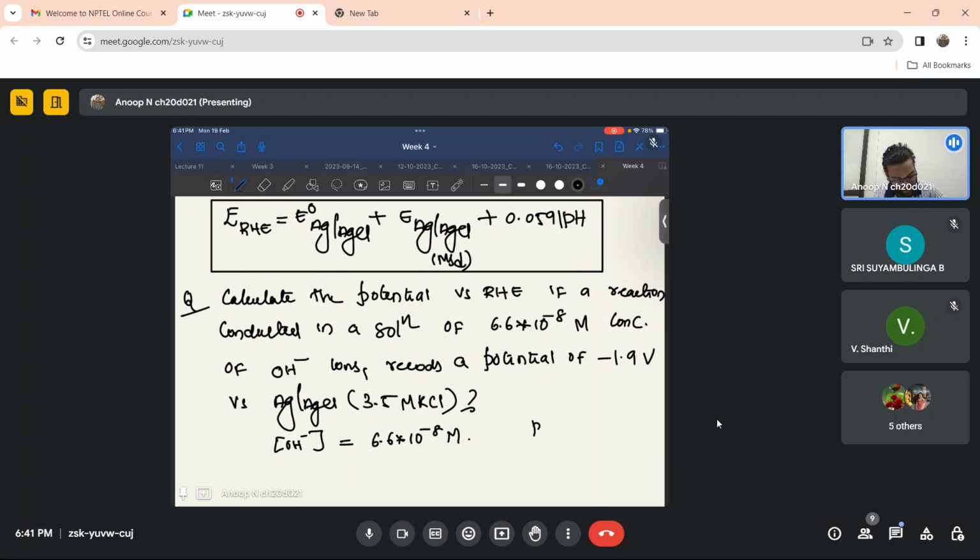So what is pH? pH is equal to minus log of H plus concentration, right? Similarly, pOH is equal to minus log of OH minus concentration. Then what's the relation connecting them? pH plus pOH is equal to 14. Now, are you able to solve?